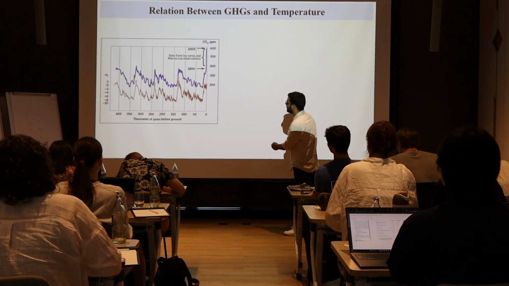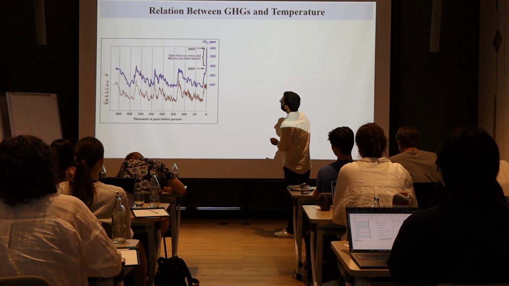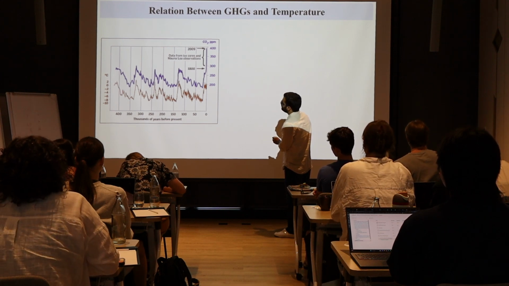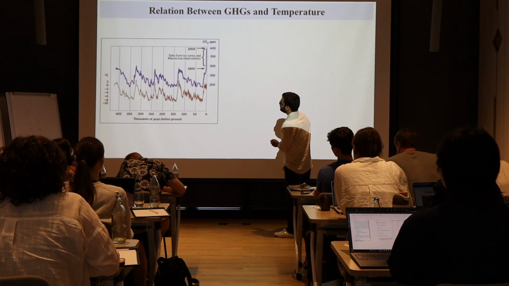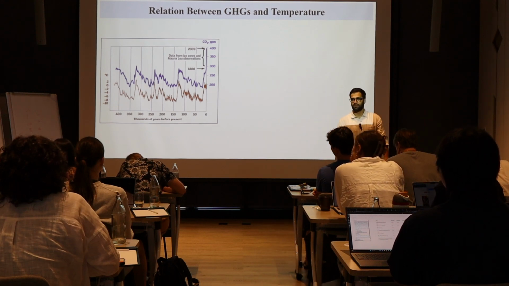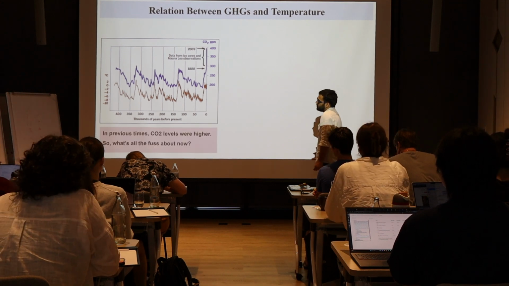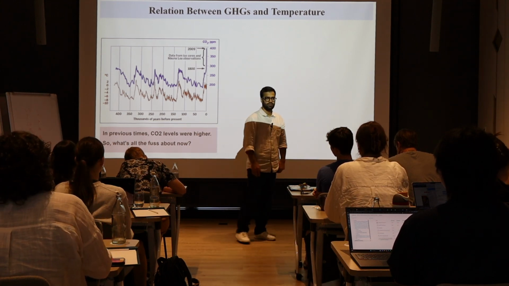400,000 years ago. This is a present time scale. We see that whenever there is an increase in carbon dioxide and greenhouse gases, the temperature follows the same path. Right? In previous times, carbon levels were higher. So what is all the fuss about now?